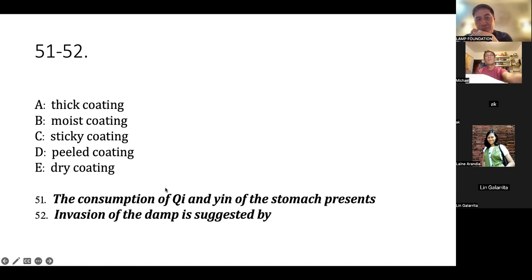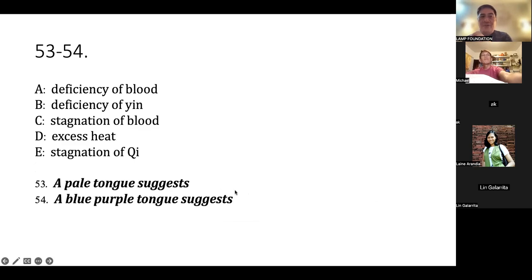Number 52, the invasion of the damp is suggested by letter C, sticky coating. Kanina nababanggit na po to, nadaanan na natin. Paulit-ulit na lang, no? Thank you. Ngayon, alam nyo na, pag damp, sticky. Okay. Number 53 and 54. Number 53, a pale tongue suggests deficiency of blood, letter A. Number 54, a blue-purple tongue suggests a stagnation of blood.